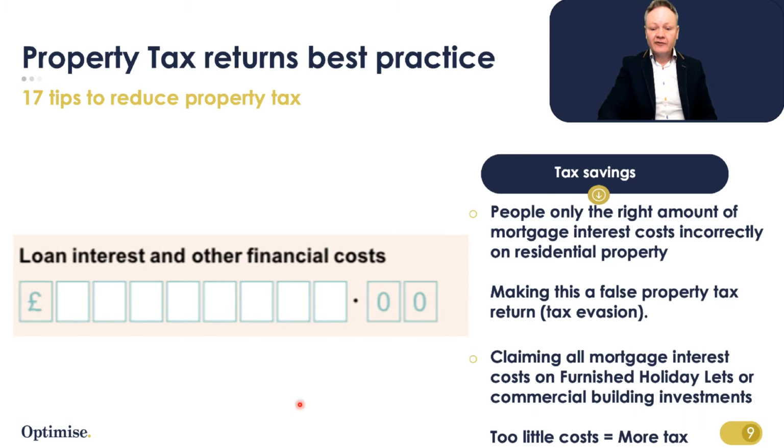Loan interest and other finance costs. So this is about putting the right amount of mortgage interest costs correctly in your tax return. The thing about this is that people will say, well, this is zero. Accountants may put zero, but you need to really look at, well, do I have some furnished holiday lets in here? Do I have some commercial properties? Well, some of those mortgage interest costs for commercial properties and indeed furnished holiday lets would be allowed.